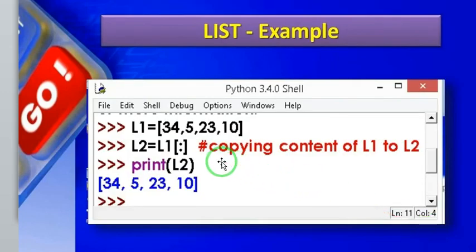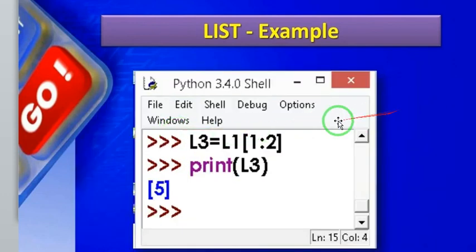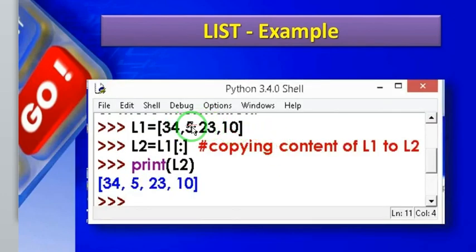In this example, this is one way of copying the content of L1 to L2. What we do is we define a new list L2, take a new variable L2, and we just put the square brackets and put a colon sign. So it just copies that list. And if we see, it's the same as L1. And this just shows indexing that if it's from 1 to 2, 0, 1, 2, so it just prints 5 here.